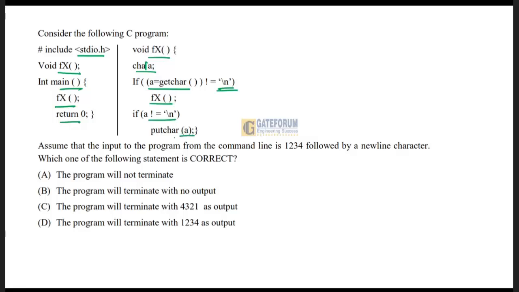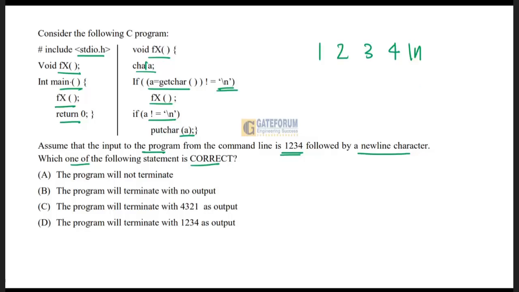So the question is, assume that the input to this particular program from the command line is 1 2 3 4. What is the input? 1 2 3 4 followed by a new line character. Which one of the following statements is correct? So we are providing 1 2 3 4 followed by a new line character.